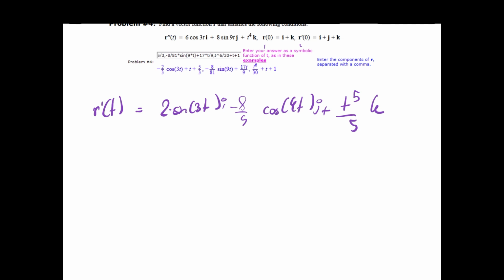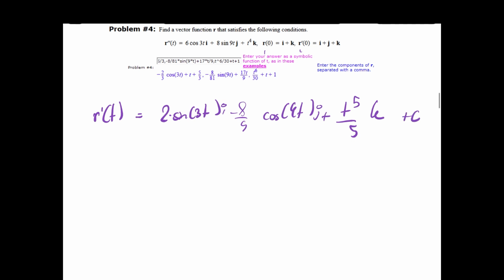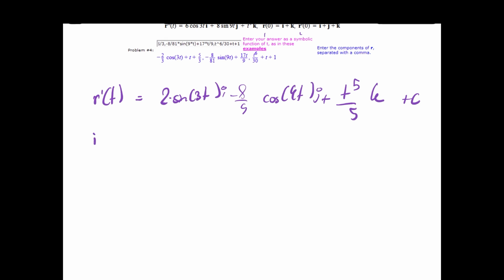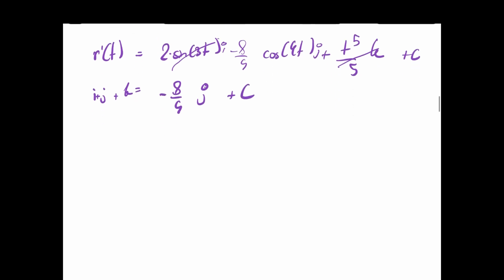And then we have plus c. Sub in our first value, so we're going to have I plus j plus k equals, this is going to be 0, this one's going to be 0, and you're just going to have negative 8 over 9 j plus c. And so in this case, you're going to have c equals I plus 17 over 9j plus k.